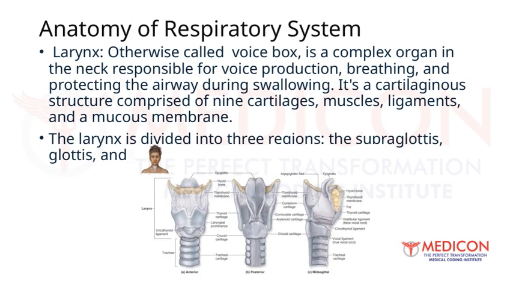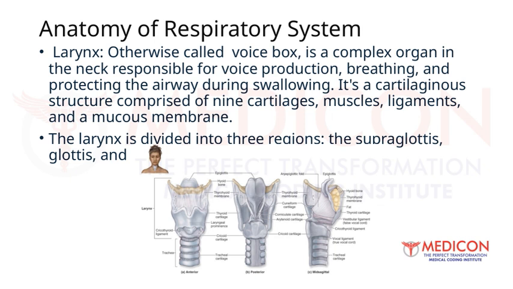Let's take a closer look at the anatomy of the respiratory system, starting with the larynx, which is also known as the voice box. The larynx is a pretty complex organ located in the neck, and it plays several vital roles. It's responsible for producing our voice, allowing us to speak and sing. It also plays a key role in breathing by ensuring airflow is properly directed. And importantly, during swallowing, the larynx helps protect the airway so that food and liquids don't go down the wrong pipe.